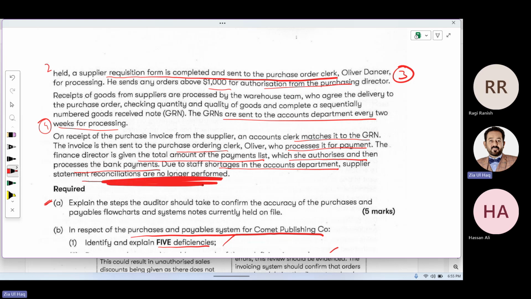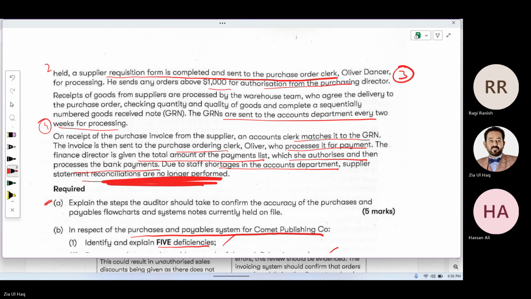And due to staff shortages in the accounts department, supplier statement reconciliations are no longer performed. There is one issue they have highlighted: you are not reconciling the payable ledger with the supplier statement. If there is no reconciliation, there could be disagreement over the balances, and this disagreement will result in delay in payments and will affect the relationship with the supplier. So the supplier statement should be reconciled with the payable ledger on a regular basis to identify and correct any discrepancies.